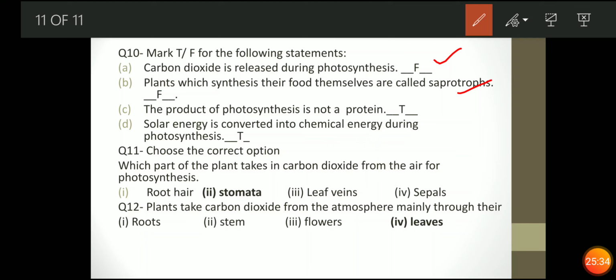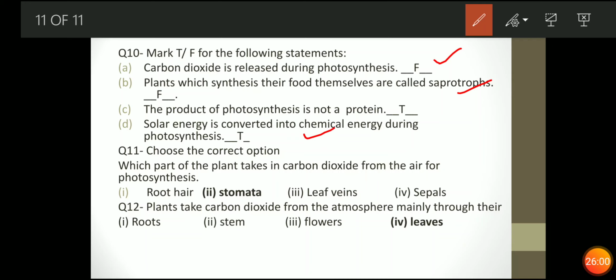Now the product of photosynthesis is not a protein. जो photosynthesis में product बन रहा है क्या वो protein नहीं होता? वो protein भी होता है because plants carbohydrates and proteins दोनों बनाते हैं. Now solar energy is converted into chemical energy. Sunlight हम use कर रहे हैं then हमारा ग्लूकोज बन रहा है. So it means that we are converting solar energy into chemical energy during photosynthesis.